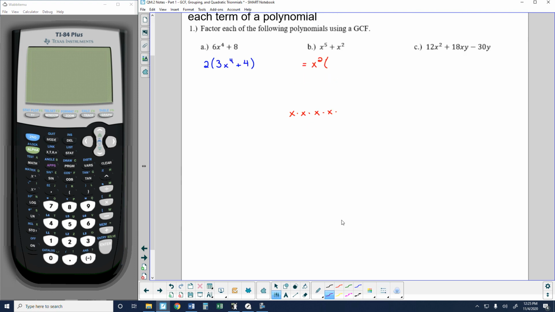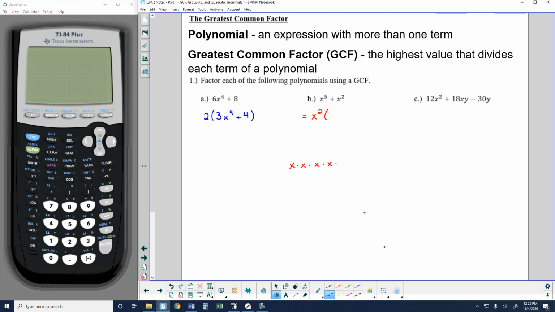x to the fifth would be x times x 5 times. And then if I divide by x squared, that would be x times x. And I can cancel here. What I would have left over is x times x, or x cubed. Now, you definitely wouldn't need to show this down here on the bottom, but that's the thought process we're going through. So if I'm factoring out an x squared from x to the fifth, I'm left with x cubed.